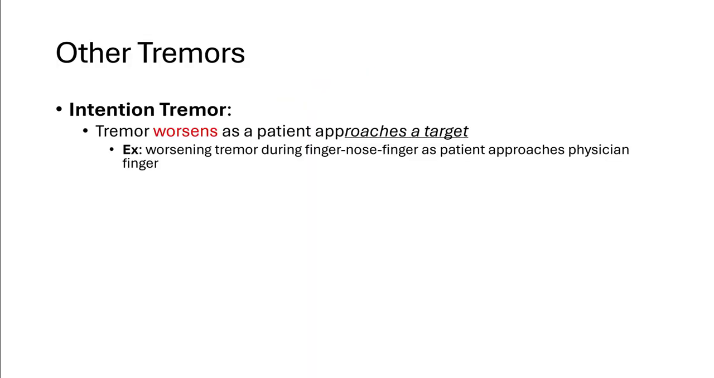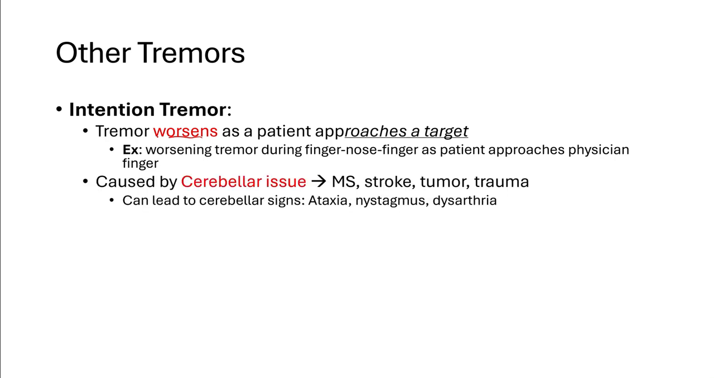Now, other tremors that we will talk about briefly will be intention tremor. This is a tremor that worsens as the patient approaches a target. Classically, if you do the finger-nose-finger test, you may see that as the patient is approaching your finger as the physician, their tremor might start to worsen. This is thought to be caused by cerebellar issues, so classically seen in MS, strokes, tumors, or trauma. And this can lead to other cerebellar signs too, such as ataxia, troubles with balance. Nystagmus is classic, so central nystagmus, which we've gone over in another lecture with vertigo, as well as dysarthria.